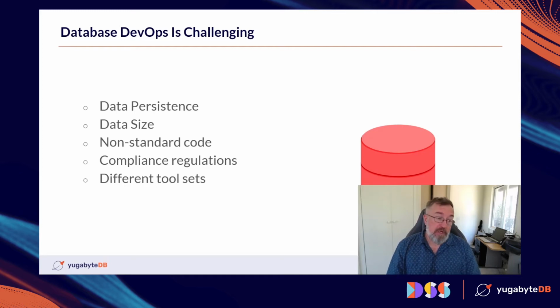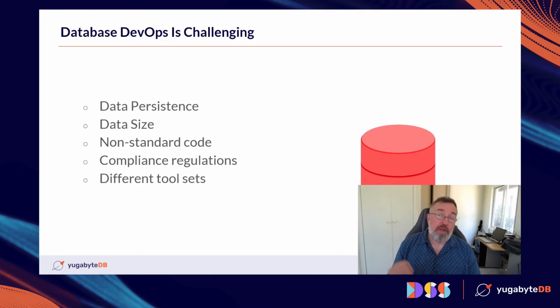The first one is data persistence. If we could just drop or replace a database the same way we replace code, the way we replace an executable or a DLL or a container, we could just throw one away and put a new one in its place, and database deployments would be easy. But we have to keep the data. Data persistence is a fundamental issue for database deployments.